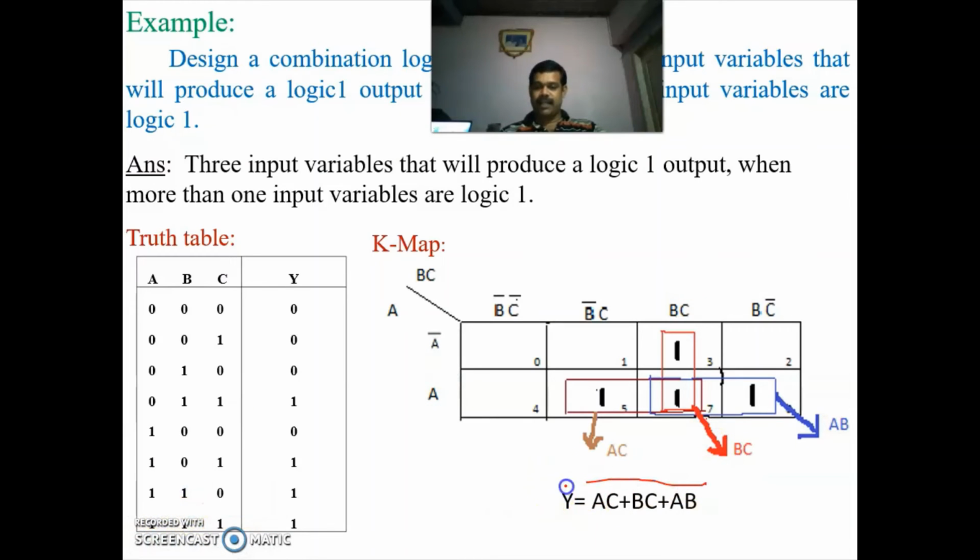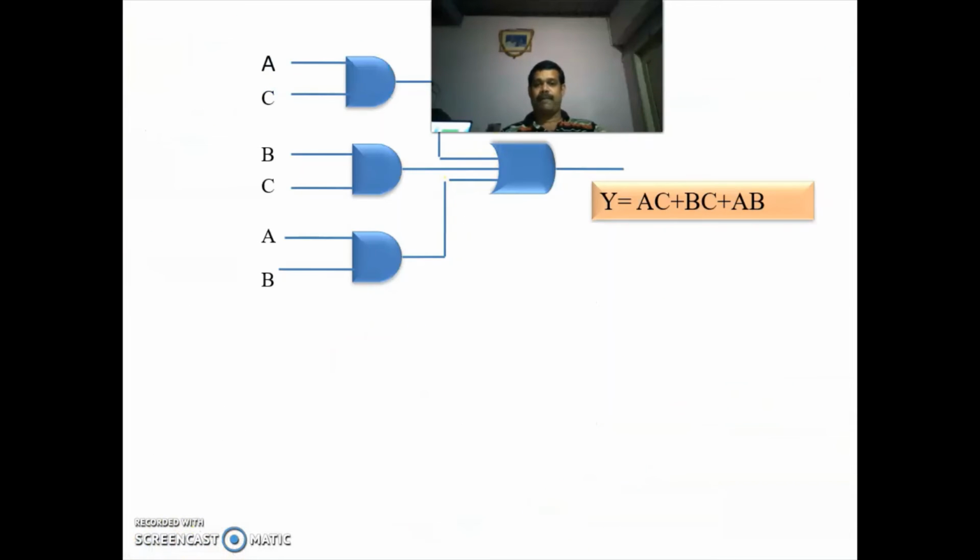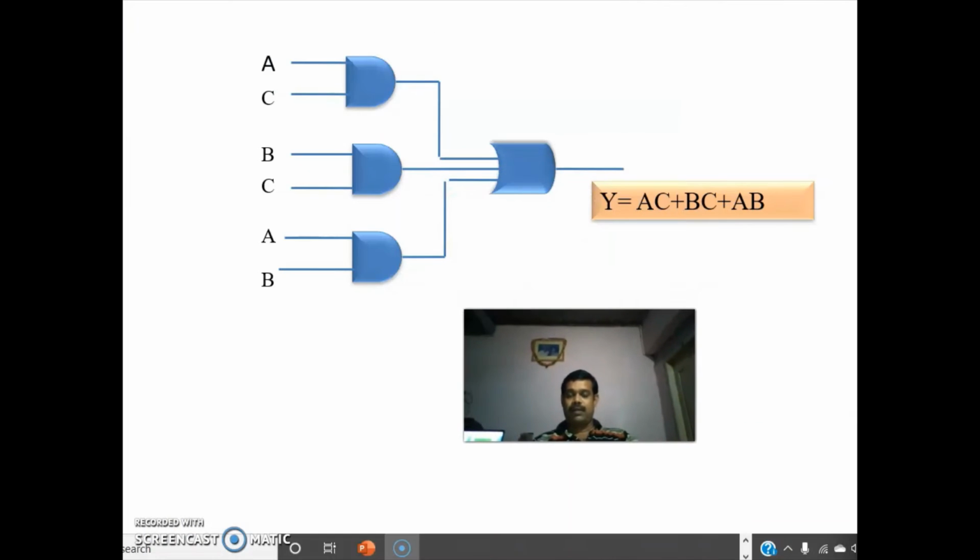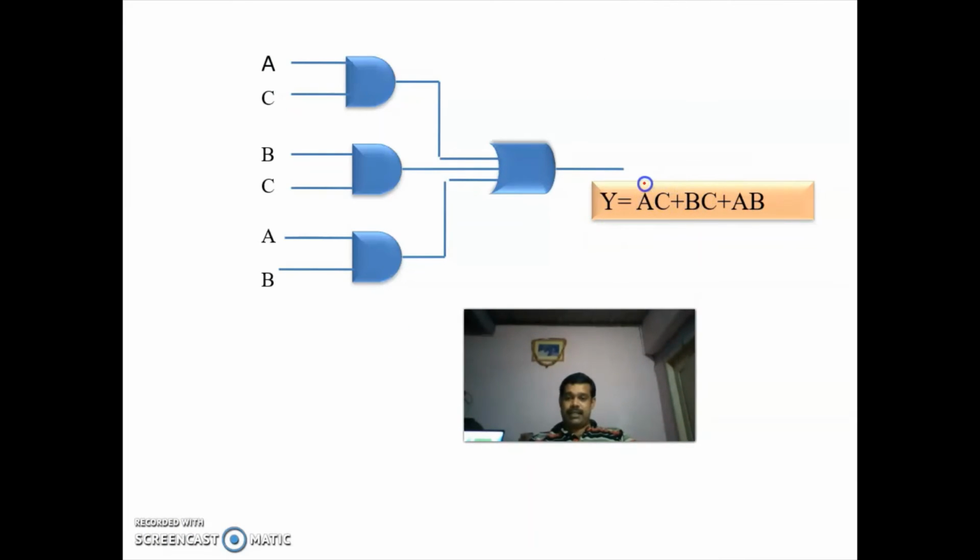So what expression are you getting? Y is equal to AC plus BC plus AB. So next we have to implement this circuit. So this is an expression. This is an AND term, this is an AND term, and this is an AND term. These AND terms are ORed together.